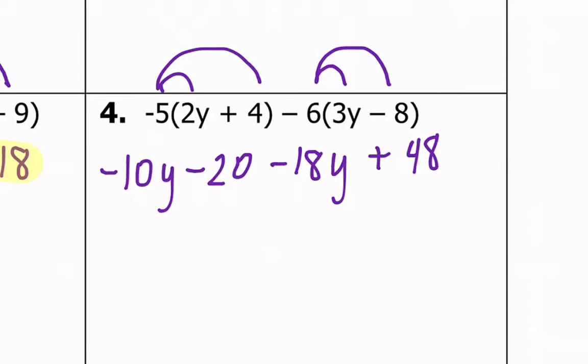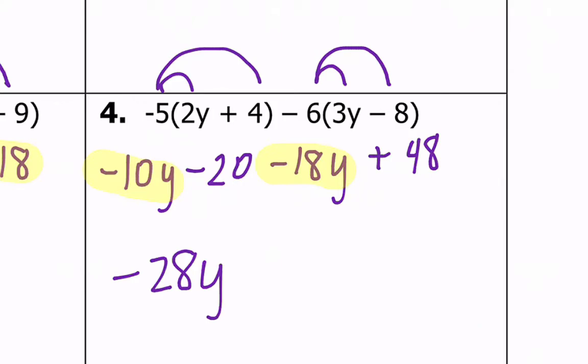Now that we have finished our distribution, we finished the multiplying part, now what we're going to do is look for our like terms. So we're going to look for our y's first and identify those. So I see negative 10y here, and then I see a negative 18y here. Okay, so we're going to add those two numbers together. Negative 10 plus negative 18 is equal to a negative 28, and those are our y's.